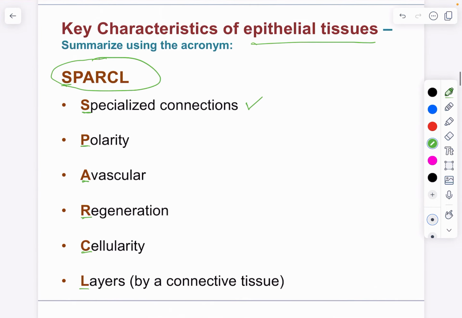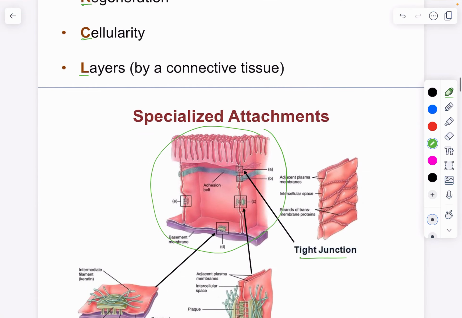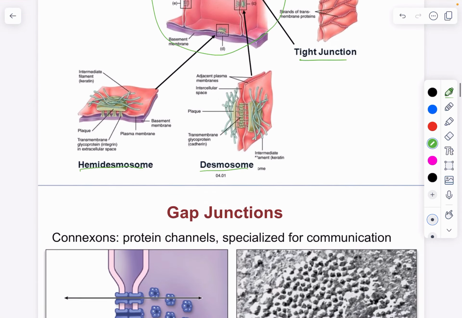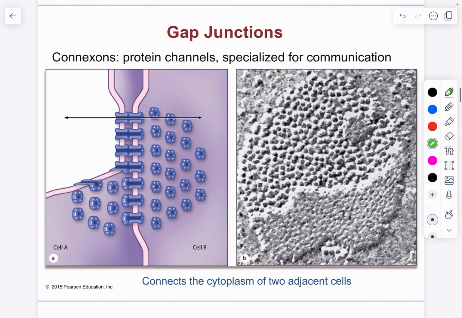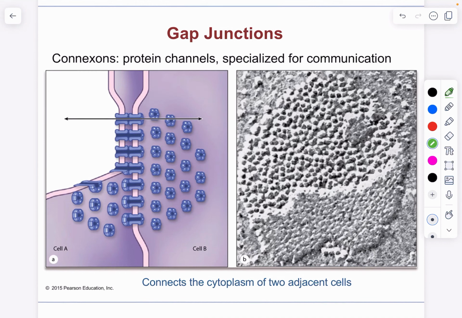The next letter is polarity. Okay, and I have a nice slide here. Oh, before we go there, I have this slide about gap junctions. This is to drive home the point that each of these were built by connexons. They are not individually called a gap junction, but the whole unit in its entirety is the gap junction. These are those protein channels that are used for communication.